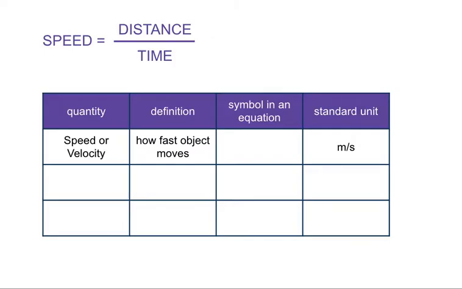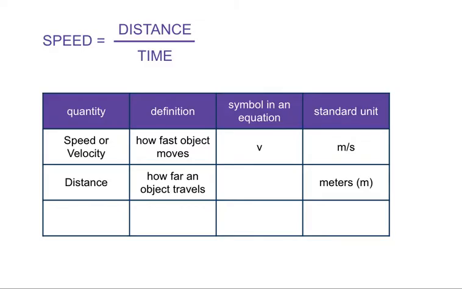First of all, let's recall that speed is how fast an object is moving. The standard unit for speed is meters per second, although sometimes we'll see it in centimeters per second or something else. The term velocity is a more formal version of the word speed, and this is where we get our symbol for speed. It's actually not an S, but a V for velocity.